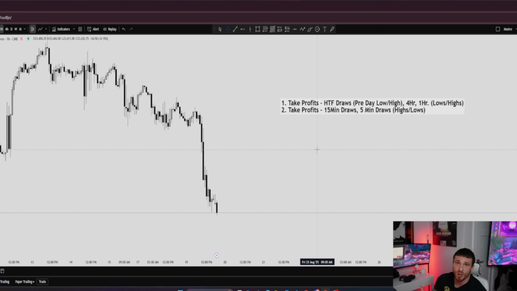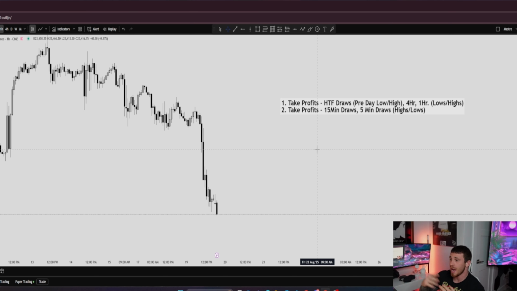And where can we take partials? At these areas, the 15-minute draws on liquidity. So for example, we take out buy side liquidity. Let's say we have a 15-minute low at a 1 to 2 risk to reward. If you want to take off partials right there, like 50% of your position size, or even 25% or 75% of position size, because it's a 1 to 2. You could take those off at areas like 15-minute lows or 5-minute lows. Those are also good draws on liquidity to take profits at or take partials.